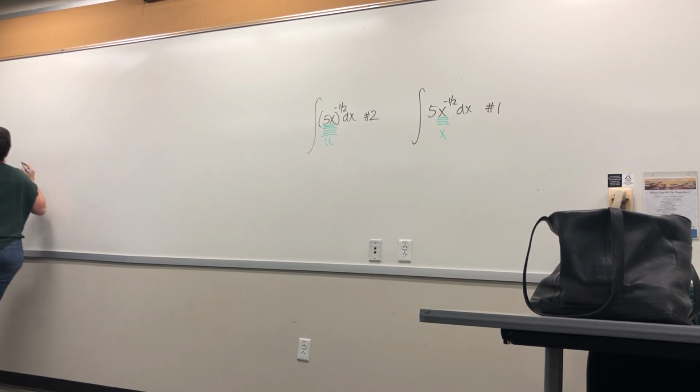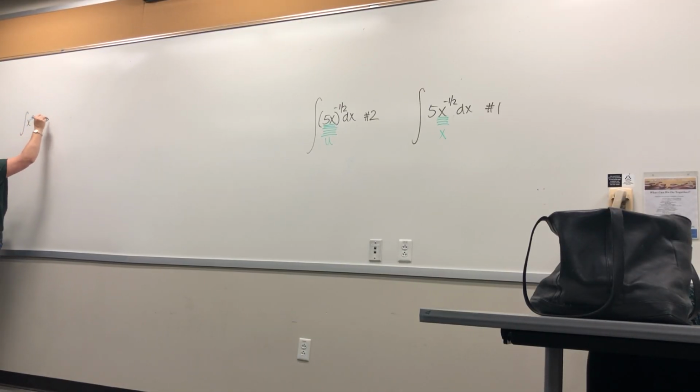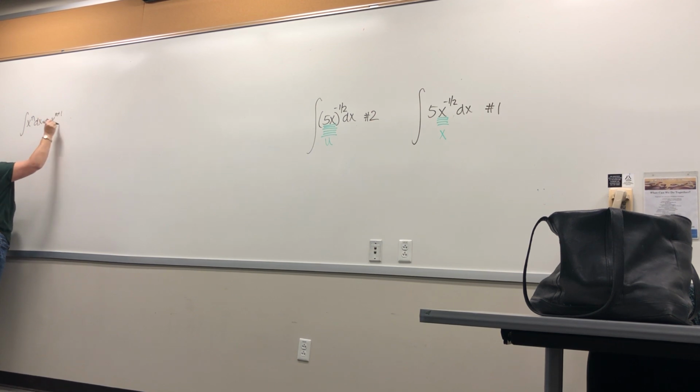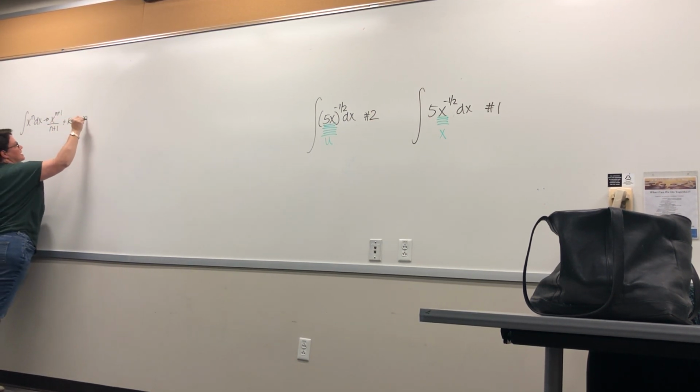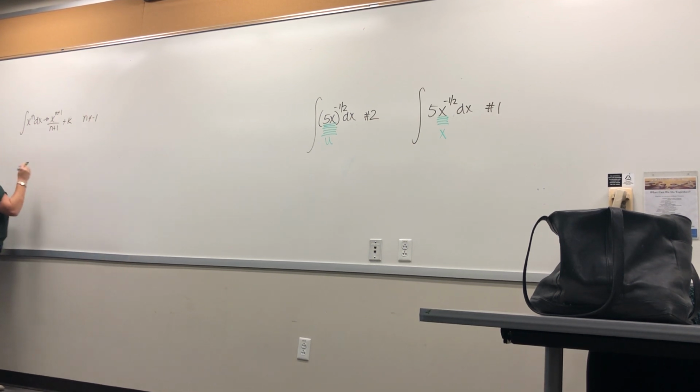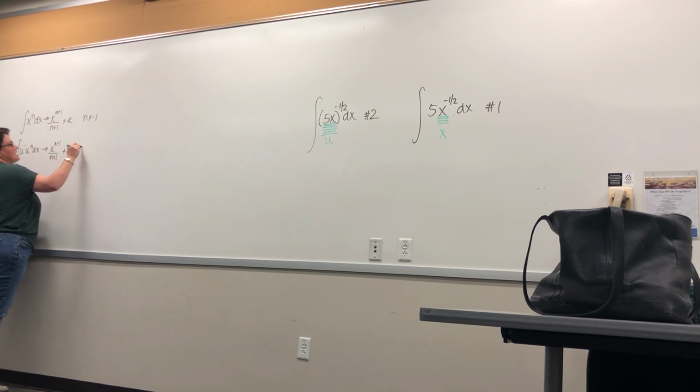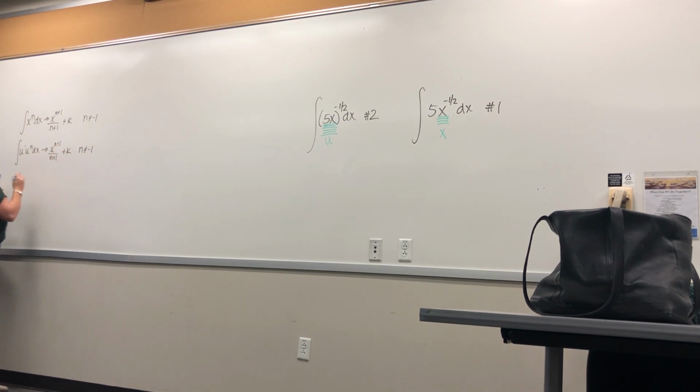Okay, so far, we've learned x to the n becomes x to the n plus 1 over n plus 1 plus k. And n cannot be negative 1. That's important, guys. And then we learned u prime u to the n with respect to x, and that becomes u to the n plus 1 over n plus 1 plus k. And n can still not be negative 1.